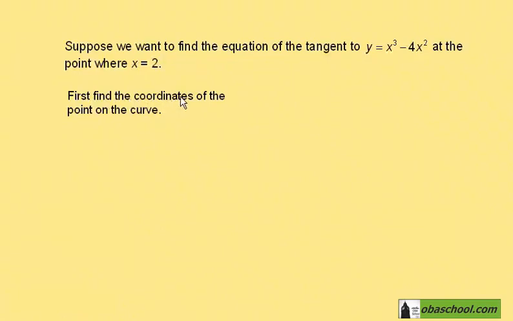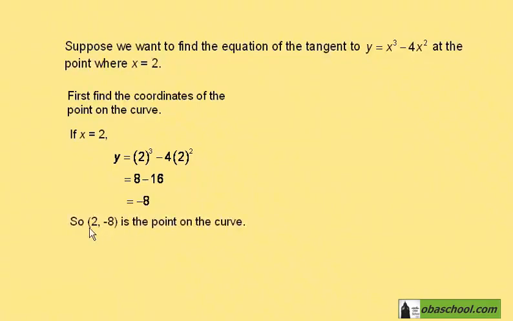First find the coordinates of the point on the curve. If x equals 2, y will be 2 cubed minus 4 times 2 squared. That's substituting x equals 2 into here, which is 8 take away 16, giving minus 8. So (2, -8) is the point on the curve.